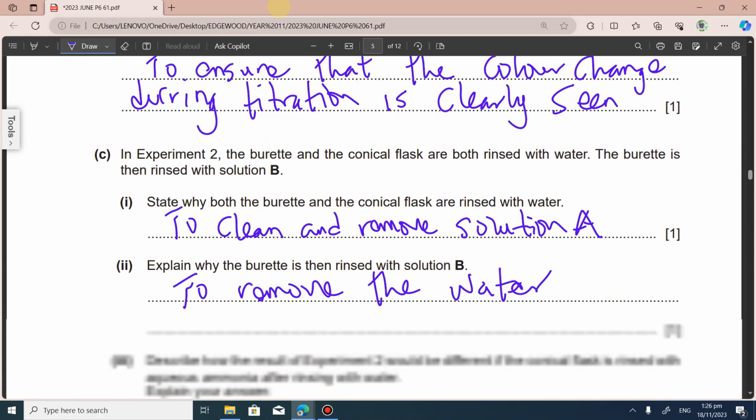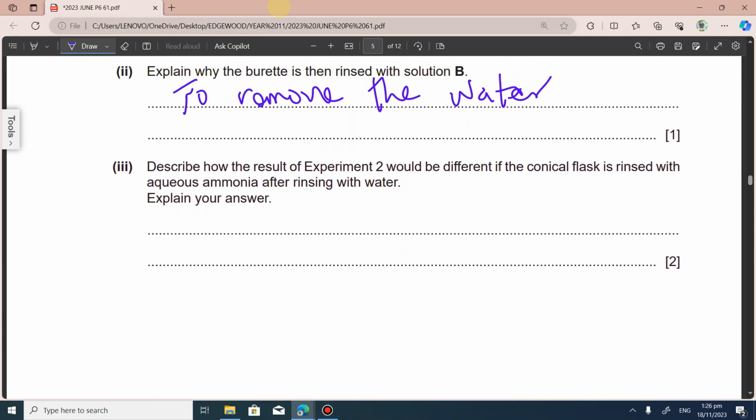So having explained that, how do we put that as the answer? Describe how the result of experiment 2 will be different if the conical flask is rinsed with aqueous ammonia after rinsing with water. Since we are dealing with solution B, more of solution B will be used.